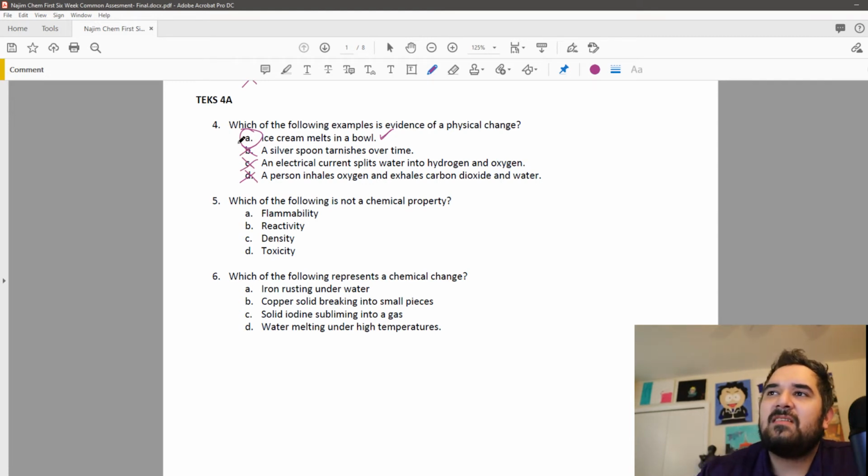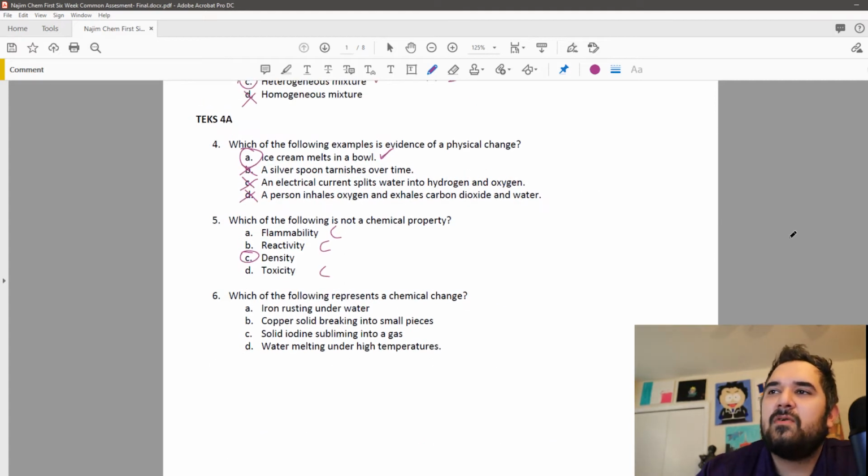All right, which of the following is not a chemical property? All right, so whether or not something is flammable or not, is that chemical or physical? That's going to be chemical. Reactivity, so whether something reacts with something else or not, that's also going to be a chemical property. Toxicity, whether it's toxic or not, that's also going to be a chemical property. The only physical one we have here is going to be density. You're just going to have to remember that. Density is a physical property, not a chemical property. And you're very likely going to be tested on this too.